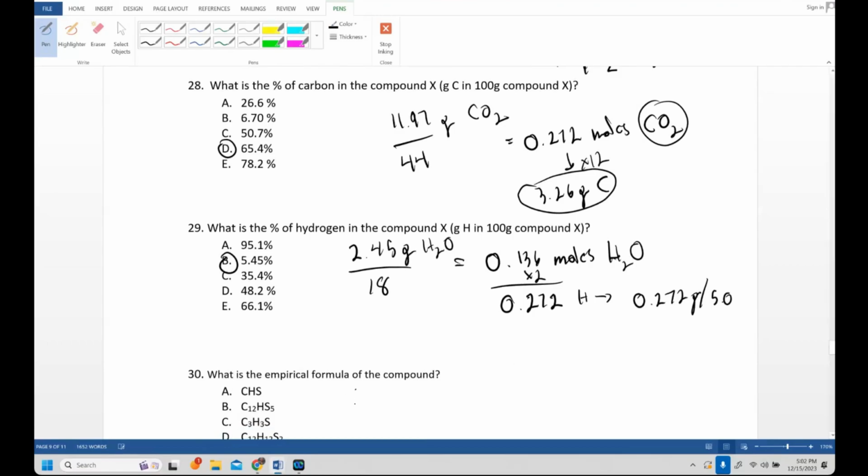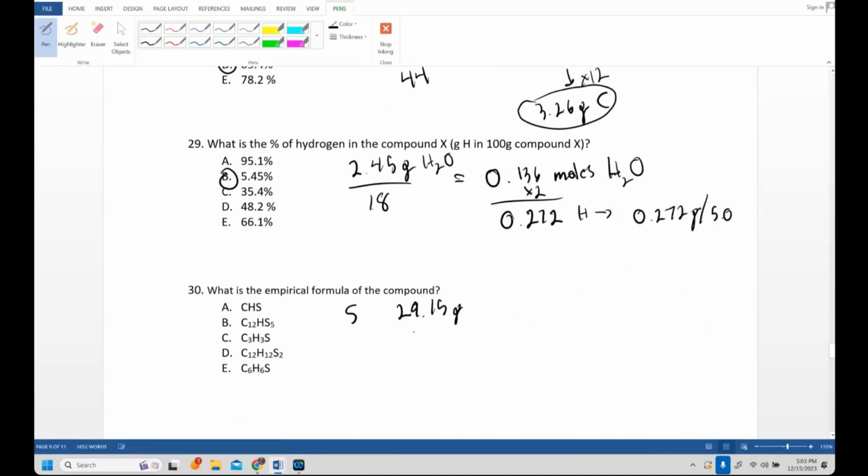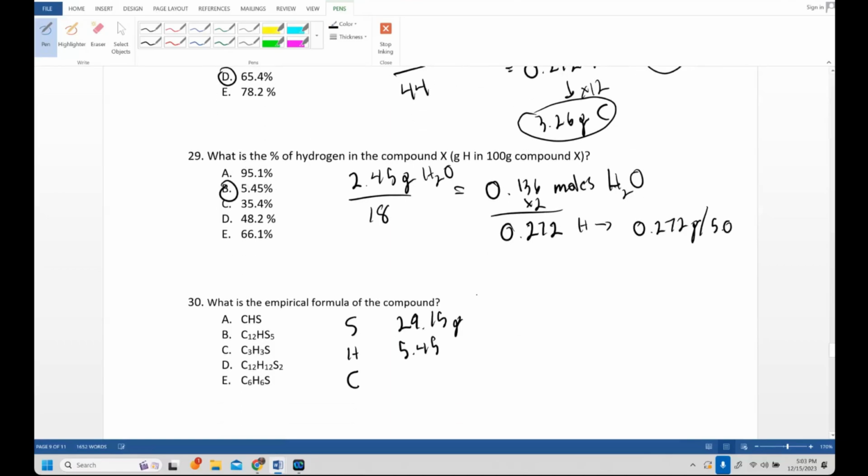So I'll put sulfur up here, 29.15 grams. And I know it's percent, but I'm putting grams for now because remember, when we first learned how to determine the empirical formula, we converted the percentages to grams, and then we determined the moles, and then we divided by the least amount of moles to come up with the ratio, right? So the sulfur is 29.15, the hydrogen is 5.45, and the carbon is 65.4.